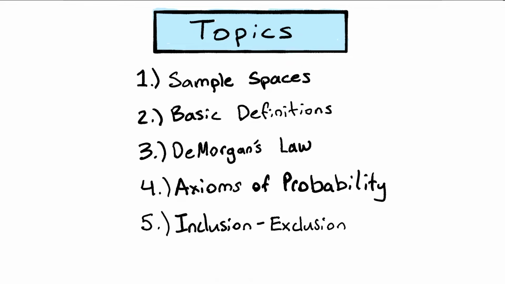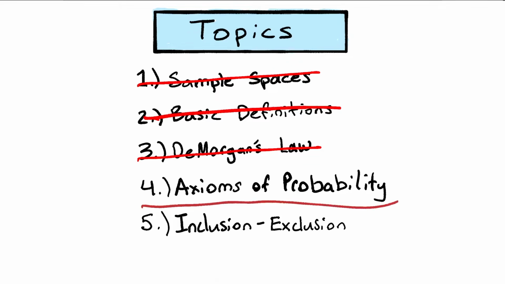So that covers DeMorgan's law. So we've now covered our first 3 topics. Next, we'll move on to the axioms of probability.